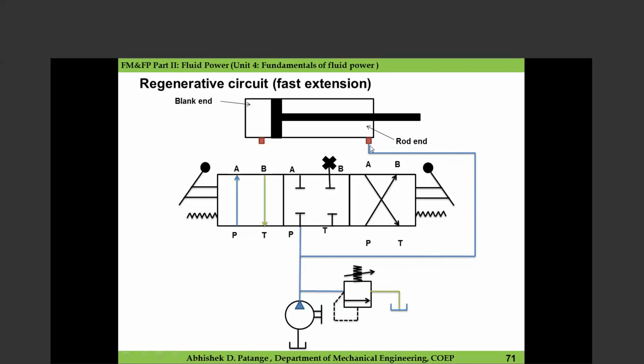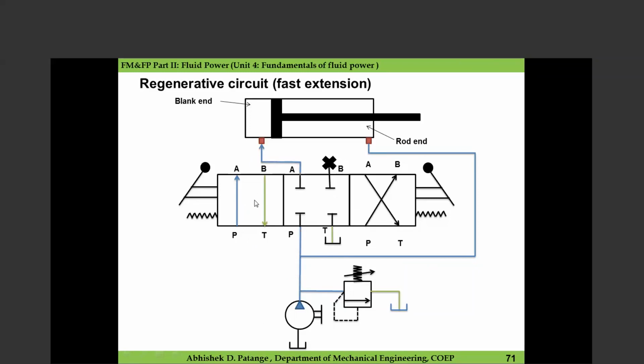So this is the second spatial arrangement of the regenerative circuit. First, the B port is blocked internally and externally, and the flow from the outlet of the pump is divided into two parts. One is connected to P and another one is connected to the rod end, bypassing the direction control valve. As usual, the T port is connected to the tank and port A is connected to the blank end.